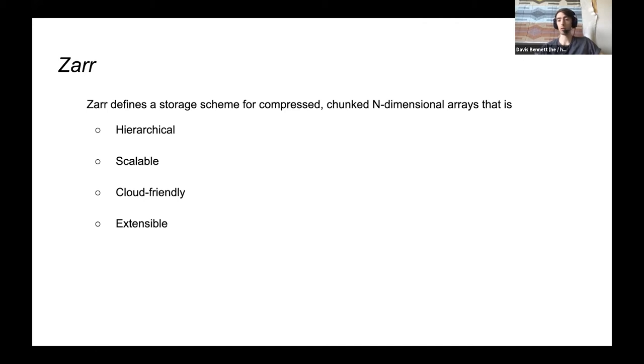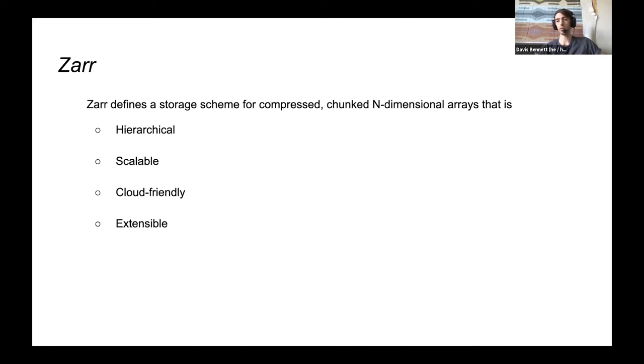Zarr is scalable insofar as long as you have space on your storage system for more chunks, you can make your array arbitrarily large. It's cloud friendly because the output, the Zarr array, is just a collection of separate files. Those will be separate objects on cloud storage. So it's very easy to access them independently. And thanks to the magic of fsspec, many use cases of reading Zarr arrays in the cloud just work. And Zarr is extensible. Almost every aspect of it is pluggable or customizable.